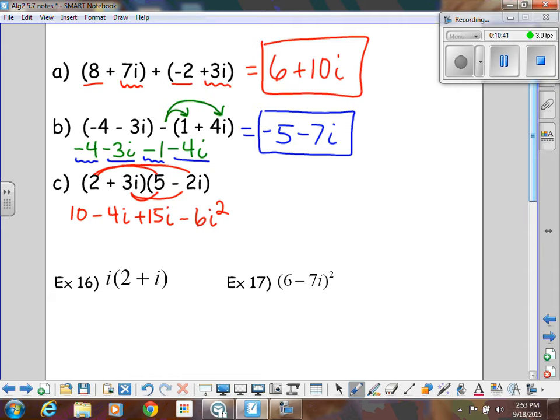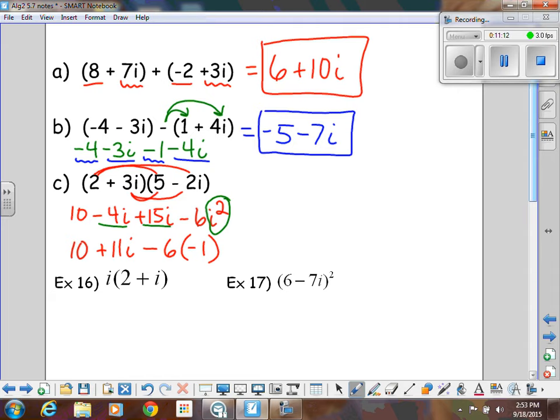So I'm going to combine like terms. These two middle ones are like terms, but also keep in mind that we said i squared was equal to negative 1. So we're going to replace that with a negative 1. All right, so 10 stays here. I'm going to combine these like terms in the middle, so that would be plus 11i. And then here I'm going to have negative 6, but instead of i squared, I'm going to be writing negative 1, because that's what i squared is equal to.